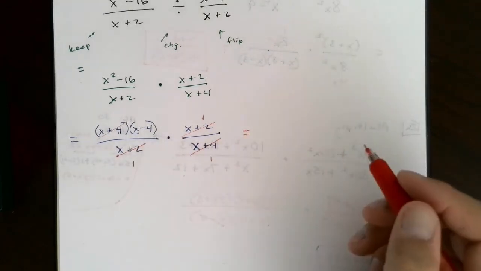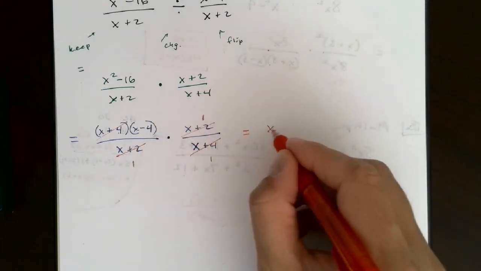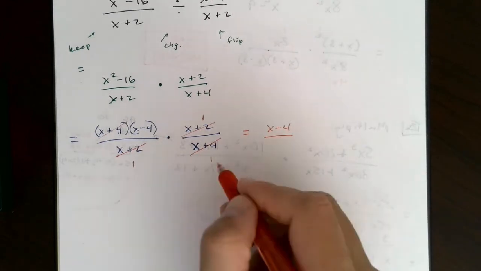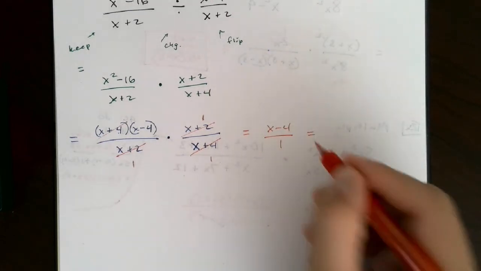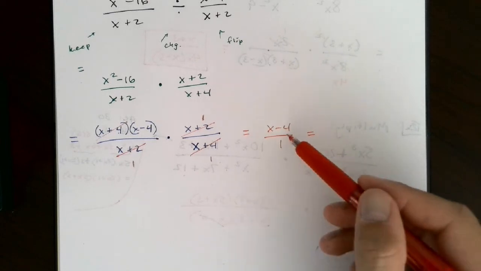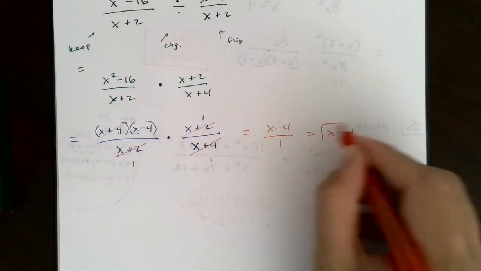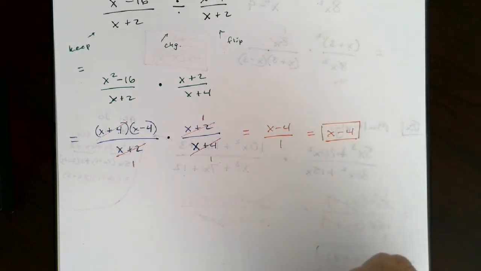So when you multiply this, what are you left with? Well, you have x minus 4 times 1, which will just be x minus 4. Over here, 1 times 1 in the denominator is just 1. And now it'll be simplified completely. Any number divided by 1 is just itself. So x minus 4 divided by 1 is still just x minus 4. So the answer here is x minus 4.